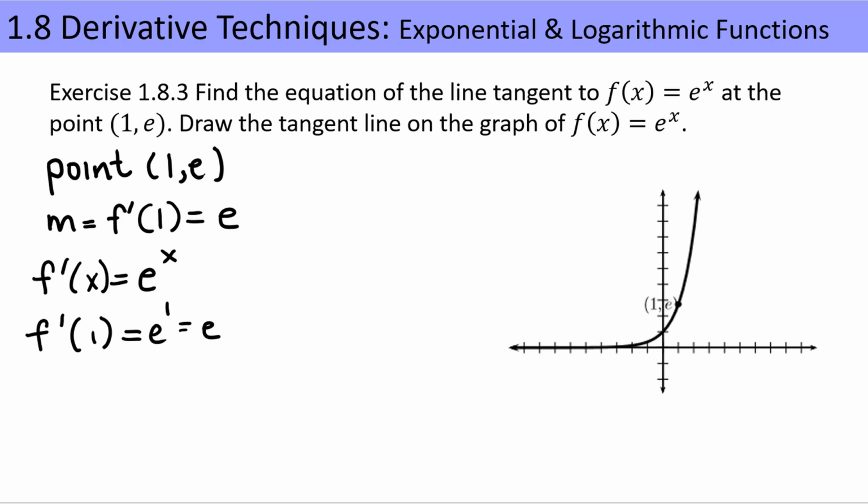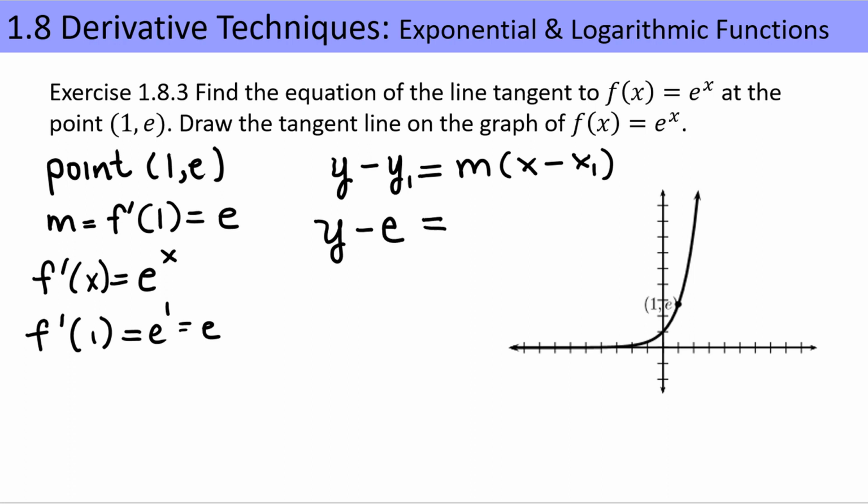You have a point, you have a slope. Now you need the equation form of a line. The equation form we use is y minus y1 equals the product of m, which is the slope, times the quantity x minus x1. Let's replace some of the variables with the values. So we have y minus y1, which is given in the statement of the problem as e, equals the slope, which we also computed, and that is e, times x minus the x sub 1 value, which is 1.